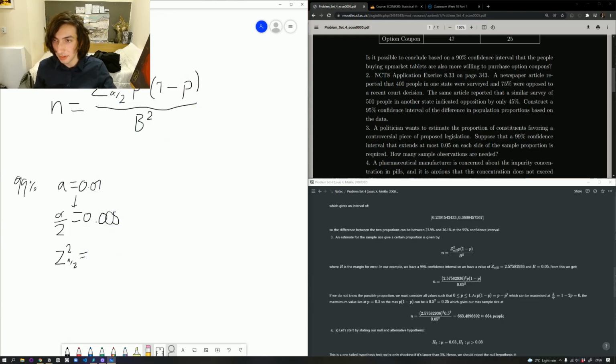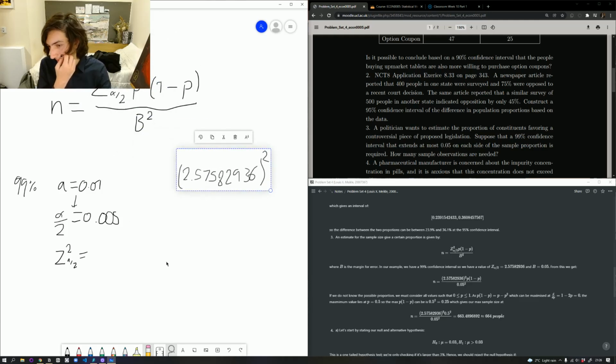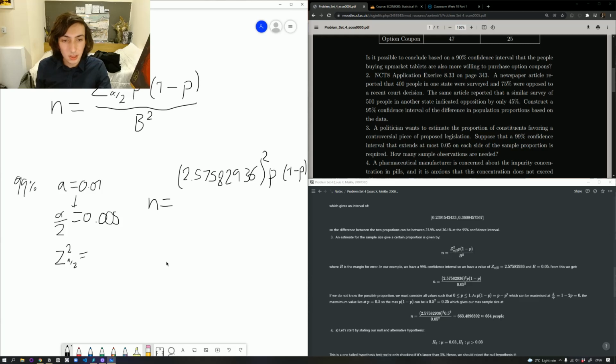That's going to be over there. So let me just make another equation entirely. So n is equal to that. p(1 minus p) we don't really know, so we're going to do p(1 minus p) over there. Because remember, we are also looking for the proportion. We don't know the proposed proportion, because the politician wants to estimate the proposed proportion of constituents. We don't know that yet, so we can't insert that.